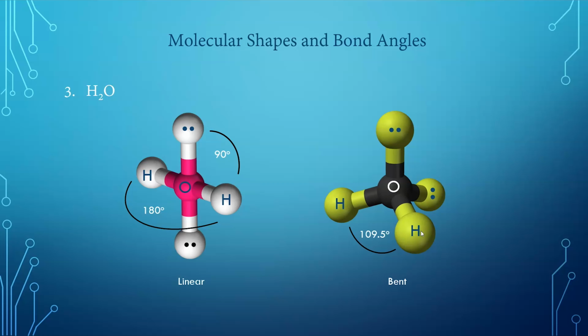And in the case of water, it will be a bent molecule because that gives us a bigger separation between the pairs of electrons. Remember, these bonds are all pairs of electrons. So these pairs of electrons want to be as far apart from each other as they can be.